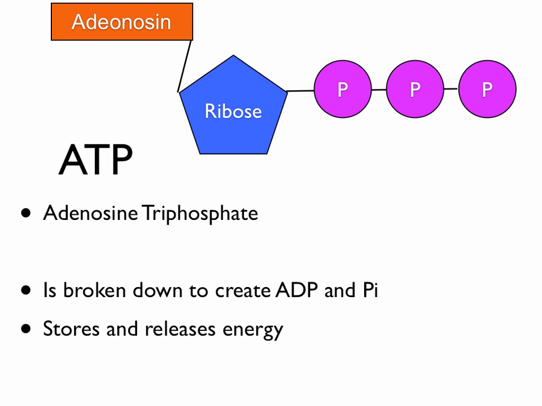Now, those two phosphates are important because the bonds between the phosphates are what are used to store energy. ATP can be broken down into ADP, adenosine diphosphate, and Pi, which is the inorganic phosphate, which is just a phosphate molecule by itself. And in building up ATP, a cell can store energy, and in breaking it down, it can release the energy in that storage molecule.